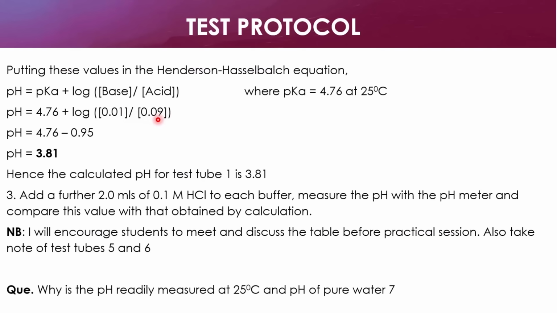This is a question for you to think about. Why is the pH readily measured at 25 degrees Celsius, and the pH of pure water given as 7?